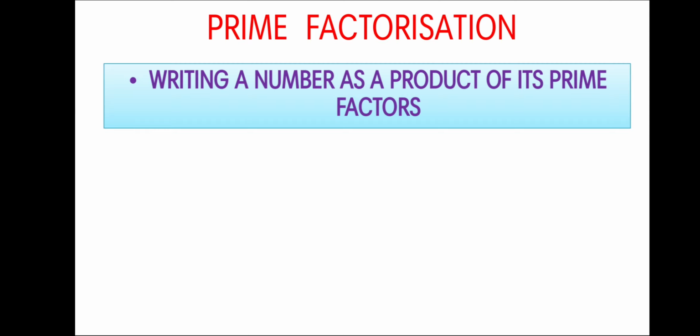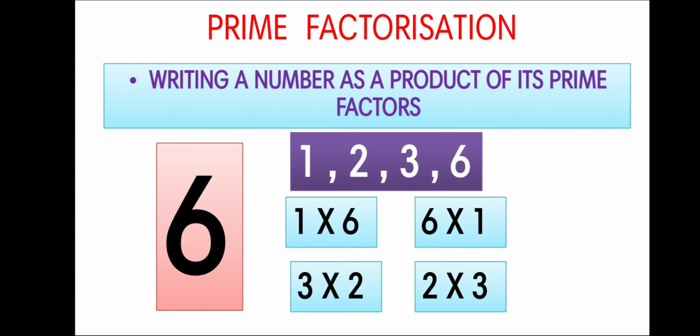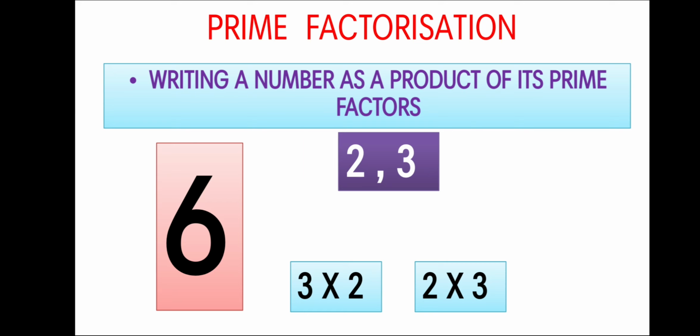Now let's start with prime factorization. As the name says, it's writing a number as a product of its prime factors. Let's see the same example. Already we have factorized 6, but here, as we're talking of prime factors, we will take only prime numbers.